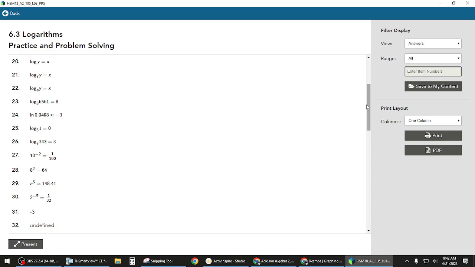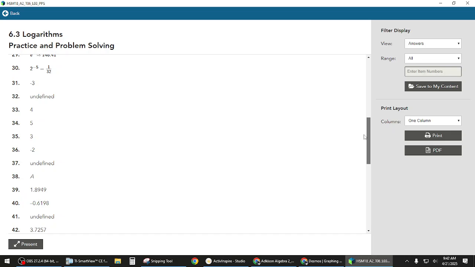How'd those go? That conversion is really establishing your understanding of what a log looks like and means. So it's important to get that really solid. 31, should have got negative 3. 33 is 4. 35 is 3. 37 is undefined, meaning I cannot put an exponent on 7 and get 0. That doesn't work. Any questions on those four?